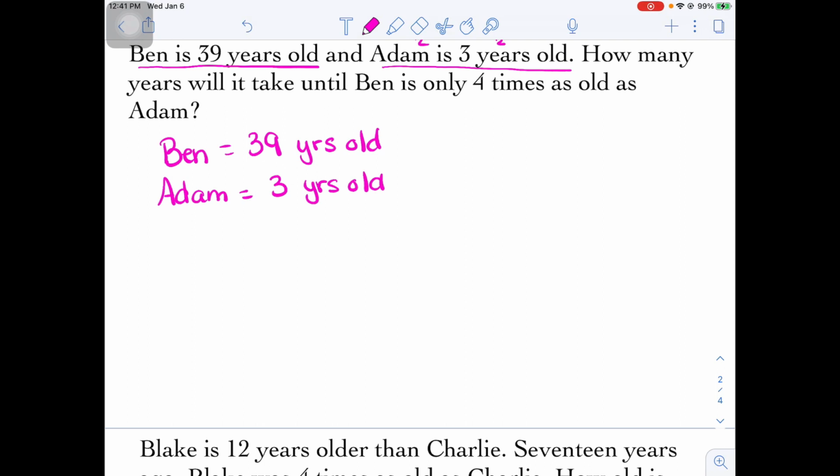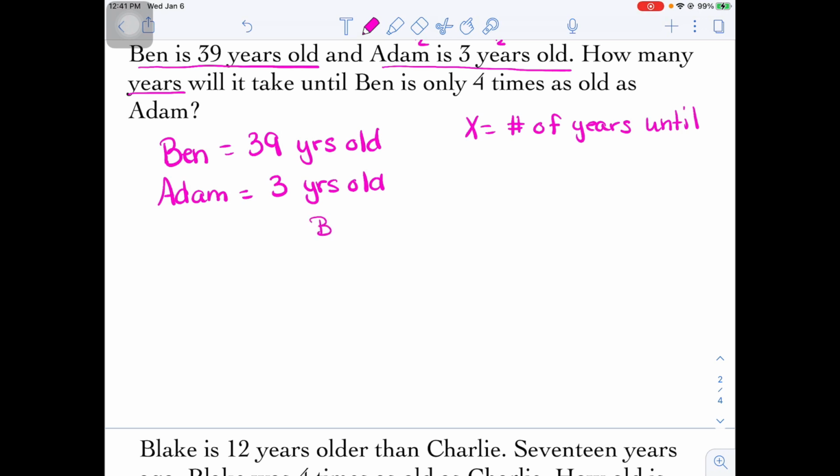How many years will it take until Ben is only 4 times as old as Adam? So this is very similar to our last problem. We're looking for years. How many years? So x is going to be the number of years until this happens. All right? So it says, how many years will it take until Ben is only 4 times as old as Adam?